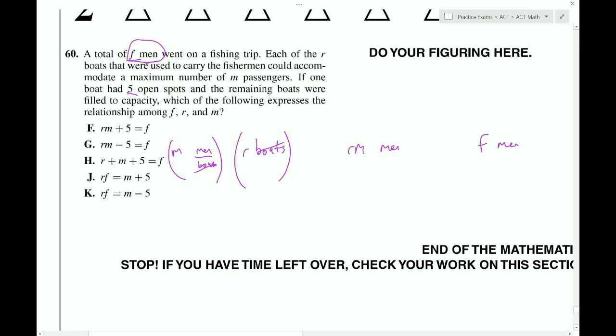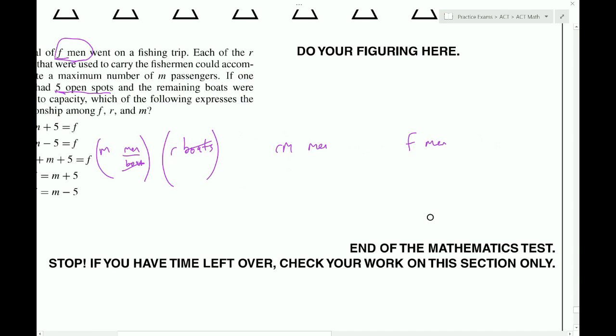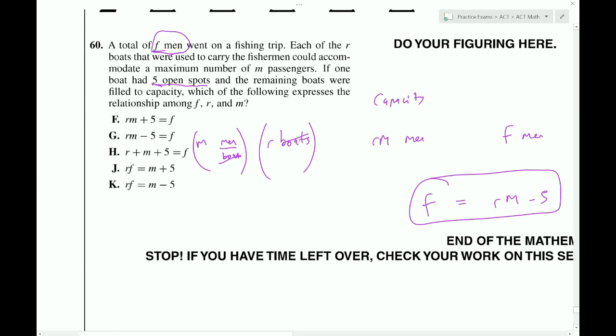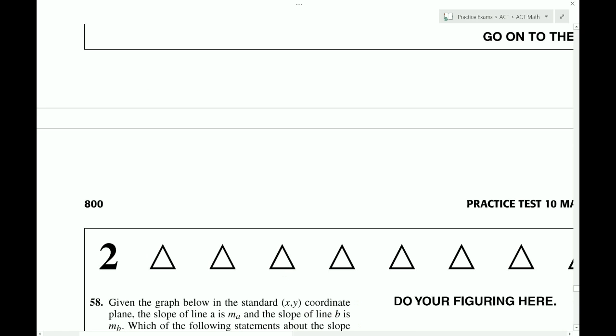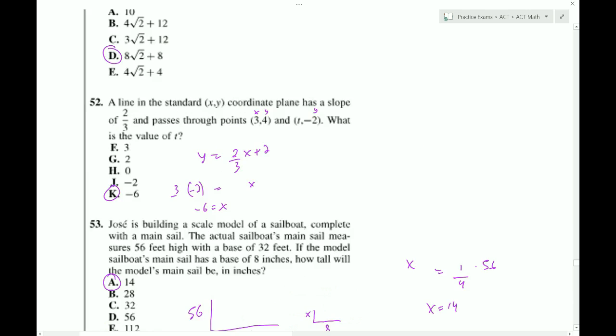And they're saying that there's 5 open spots on one of the boats. So that means that the number of men that you have is 5 less than the capacity. Here's the capacity. So the number of men we have is 5 less than the capacity of the boats. So here would be my equation. Is that a choice? It looks like choice G, right? Yeah. Alright, now let's jump back to that one we skipped way up top, somewhere in the 30s.